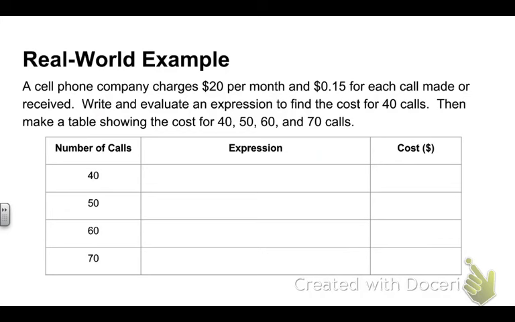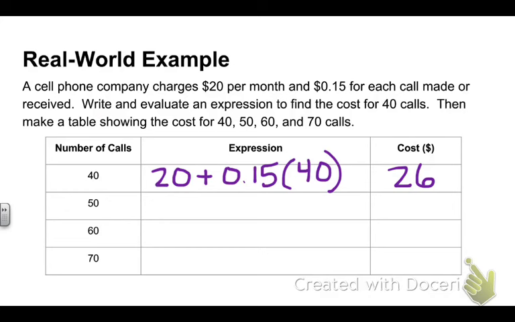Well, first of all, they charge $20. No matter what, they charge $20 per month, and that means add 15 cents for each call. Well, if I made 40 calls, it's 15 cents per call, which is multiply. So I've got 15 cents times 40. I need to do my multiplication first. So 15 cents times 40 is going to give me 6. And then 20 plus 6 is going to be $26. Technically, I don't need the dollar sign in front of that because in my table it's got the dollar sign right there. All right, same thing for 50 calls.